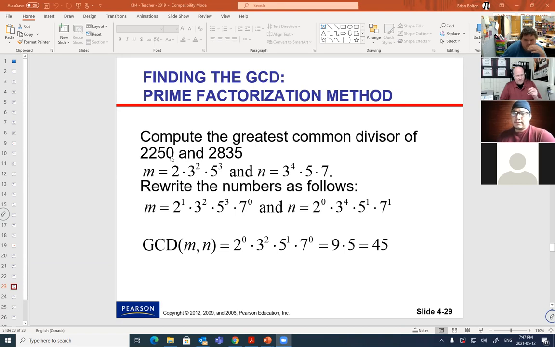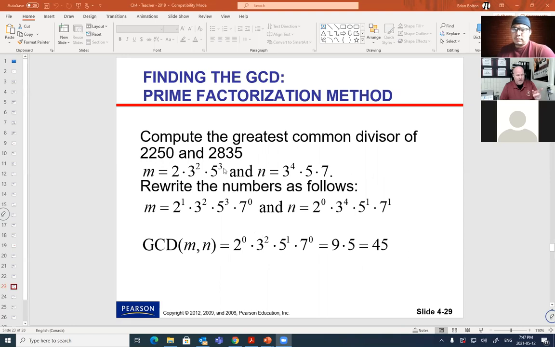If you look here, this first one had a 2 to the 1. This one didn't have a 2, so we had to write 2 to the 0 because we have to fill it in to make sure we know which one to pick. So we pick the 2 to the 0 because it's the smaller of the two. Then we have a 3 to the 2 and a 3 to the 4. We pick the smaller one, which is the 3 to the 2. That's why it's here.